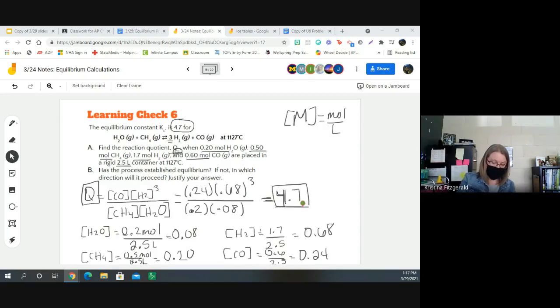So 4.7, Marley, you already mentioned this. 4.7 is Q and 4.7 is K. So for question B, are we at equilibrium or are we not? Yes, Q is equal to K. So our little snapshot that we happen to take is already at equilibrium. We don't need to proceed in any direction to correct ourselves. Our reaction will just keep proceeding as it is right now because we are already at our happy balance. So we are at equilibrium, so no shifting because Q equals K.